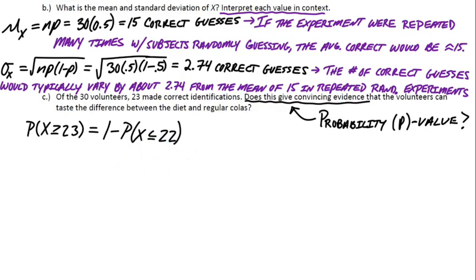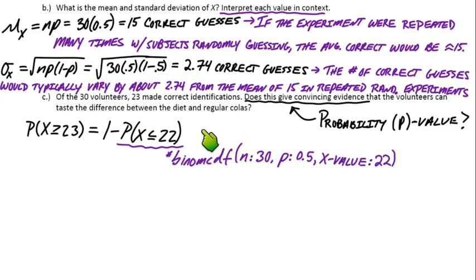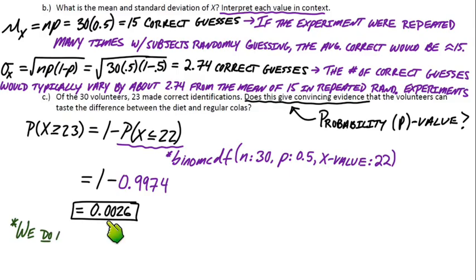And the reason I do that is because now I can use that binomial cdf command. It will only give you the probabilities below a certain upper bound. So we'll use binomial cdf. Our n is 30, our p is 0.5, and the x value we're going to go up to is 22. So that gives us 0.9974 to subtract from 1 for an answer of 0.0026. And we need to interpret that here.